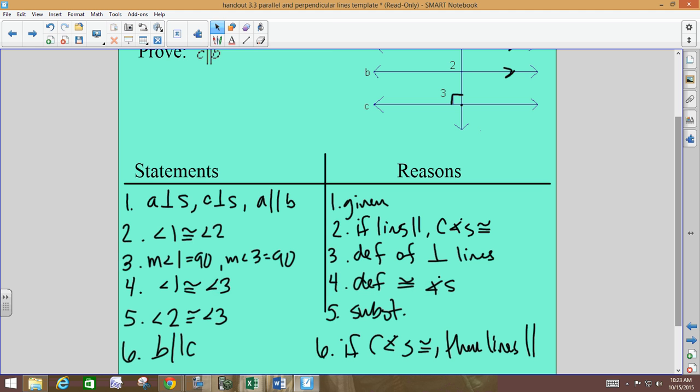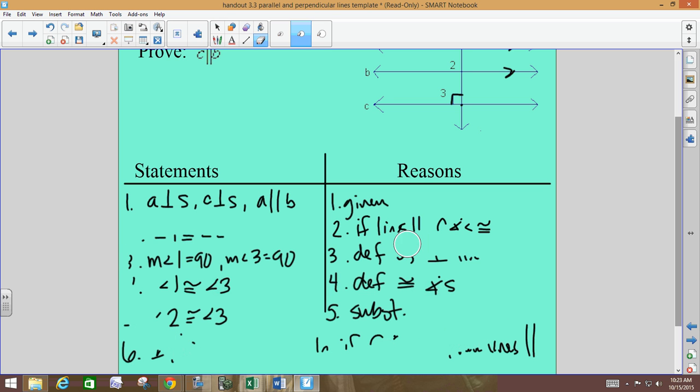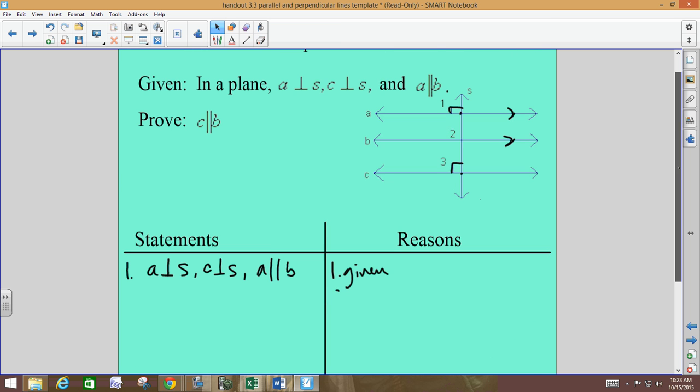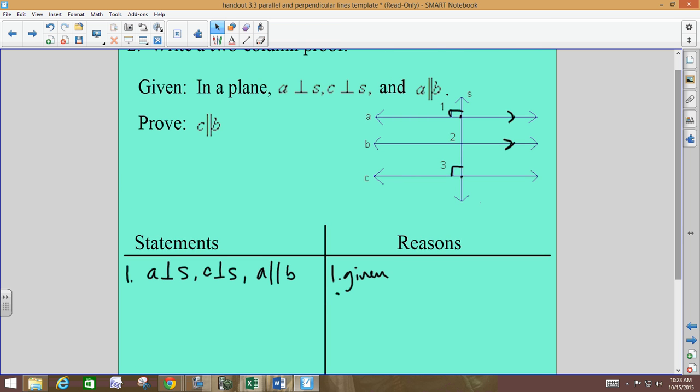Riley, what do you mean we could have done it in fewer amount of steps? 1 and 3 are both right angles, which we did because we had these perpendicular lines in the given. So I have A perpendicular to S and C perpendicular to S. If I have 2 lines, A and C, perpendicular to the same line, what do I know about those 2 lines?